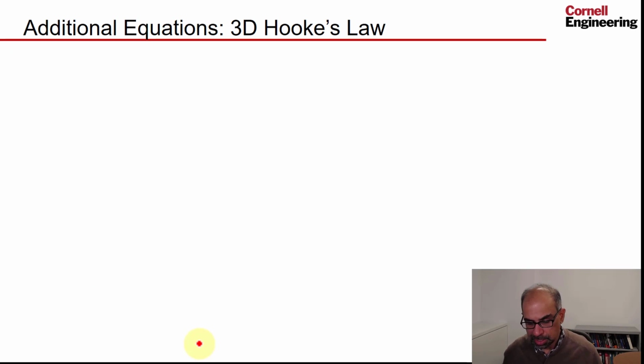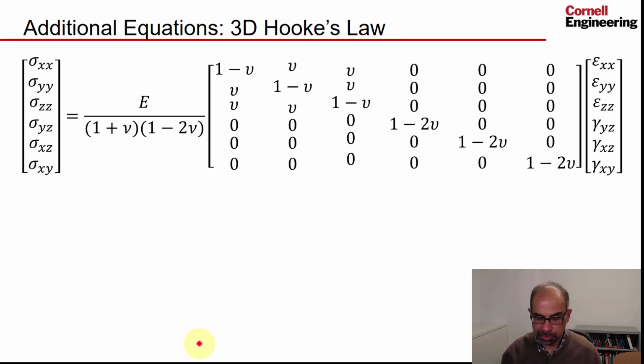We can bring in a set of additional equations from the 3D Hooke's law. So we have 6 equations written in matrix form relating the stress components to the strain components. And so we have 6 additional unknowns over here. So I've added 6 equations, but I've also added 6 unknowns. So my equation set is still not closed.